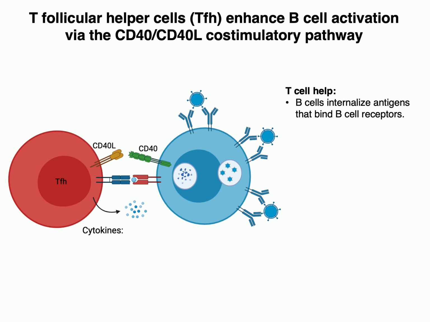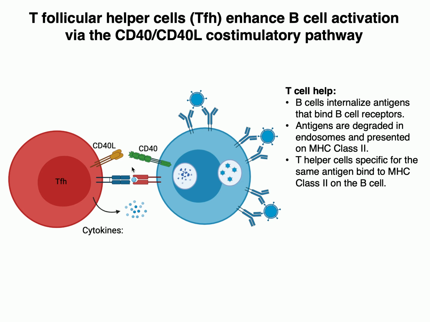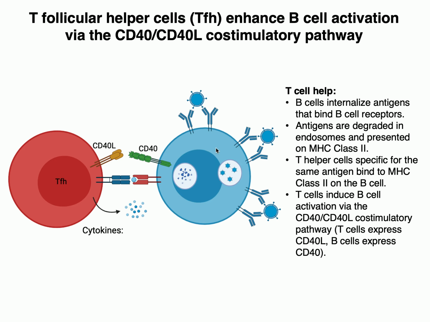So T cells can bind to B cells that have internalized their antigens that bind B cell receptors. These antigens are degraded and presented on the surface of B cells in the context of MHC class II molecules. Helper T cells that have migrated to the B cell zone are able to recognize these antigens via their T cell receptor. They produce cytokines that enhance the activation of these B cells, but more importantly, they also provide a co-stimulatory signal to these B cells by expressing the molecule CD40 ligand that binds to the co-stimulatory molecule CD40 on the surface of B cells.